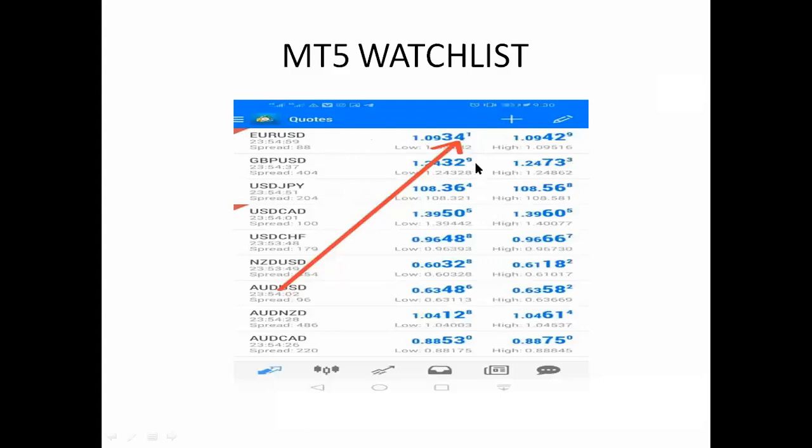So if you look at it now, you see that the price value is 1.0934. After the decimal point, we count 1, 2, 3, 4. That's to say we have the decimal number here, 1, 2, 3, 4. So we start counting the pips from here. Do you get that now? Look at here, we have 1, 2, 3, 4.